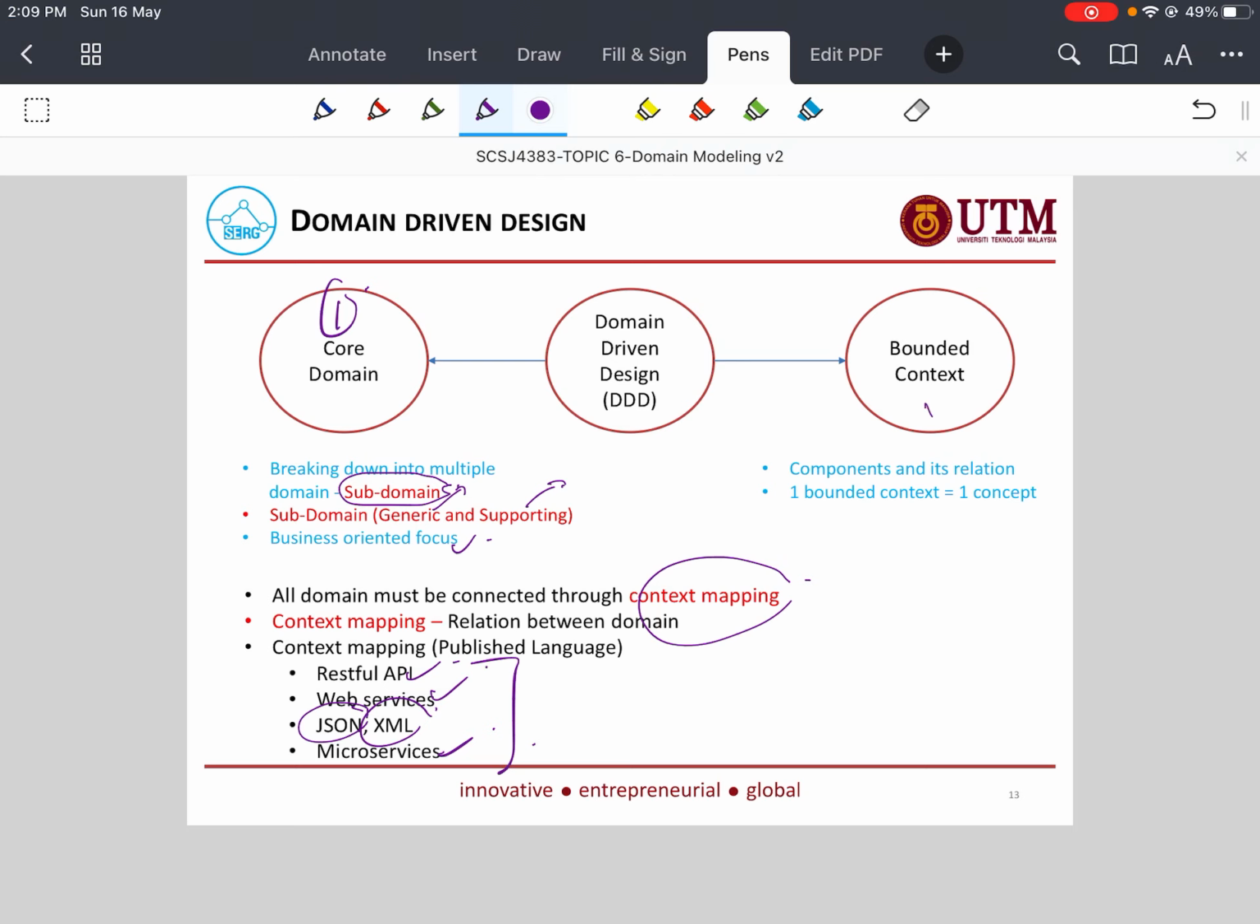The next one is the bounded context. A bounded context contains the related components, concepts, and their relationships. We call it a bounded context. A bounded context is a specific concept that can only belong to one bounded context, meaning that the result from the noun analysis can only have the specific concept. For example, if you do the healthcare domain, the bounded context must relate to the healthcare domain only.